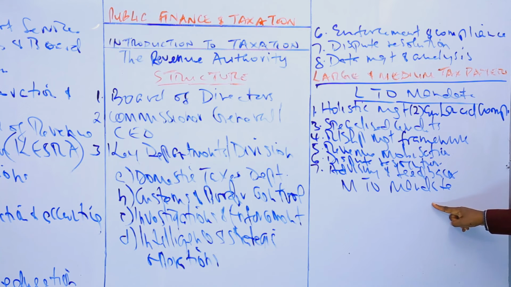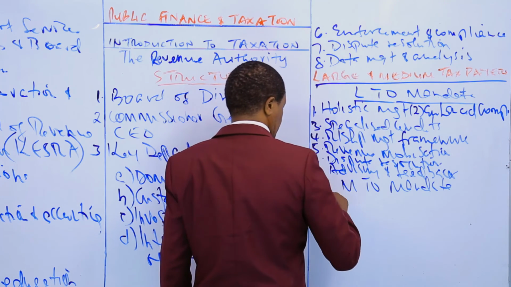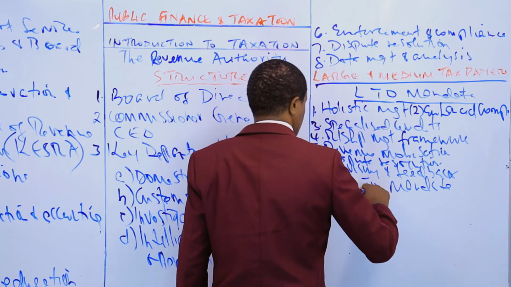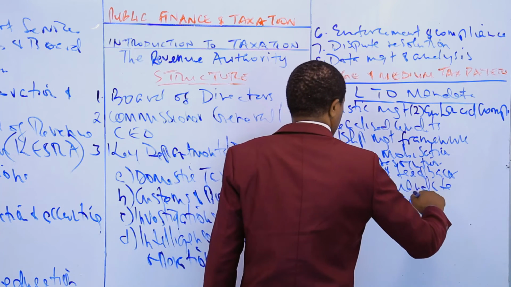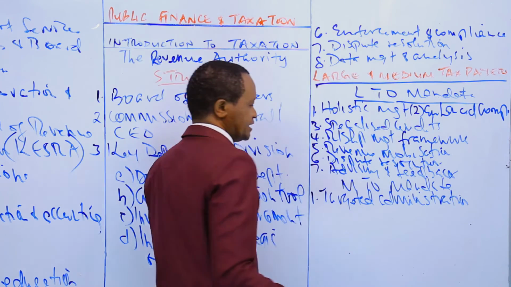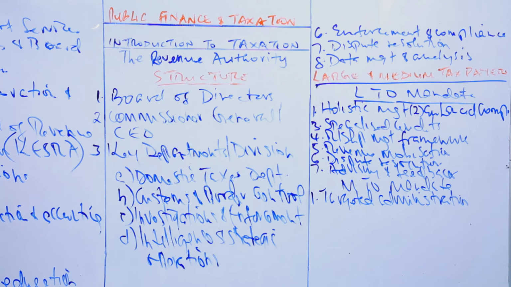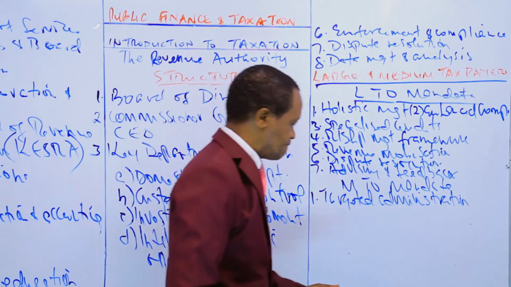The mandate includes: 1. Targeted administration. That means providing tailored tax administration services to businesses that are larger than micro or small enterprises but do not meet the large taxpayer criteria.